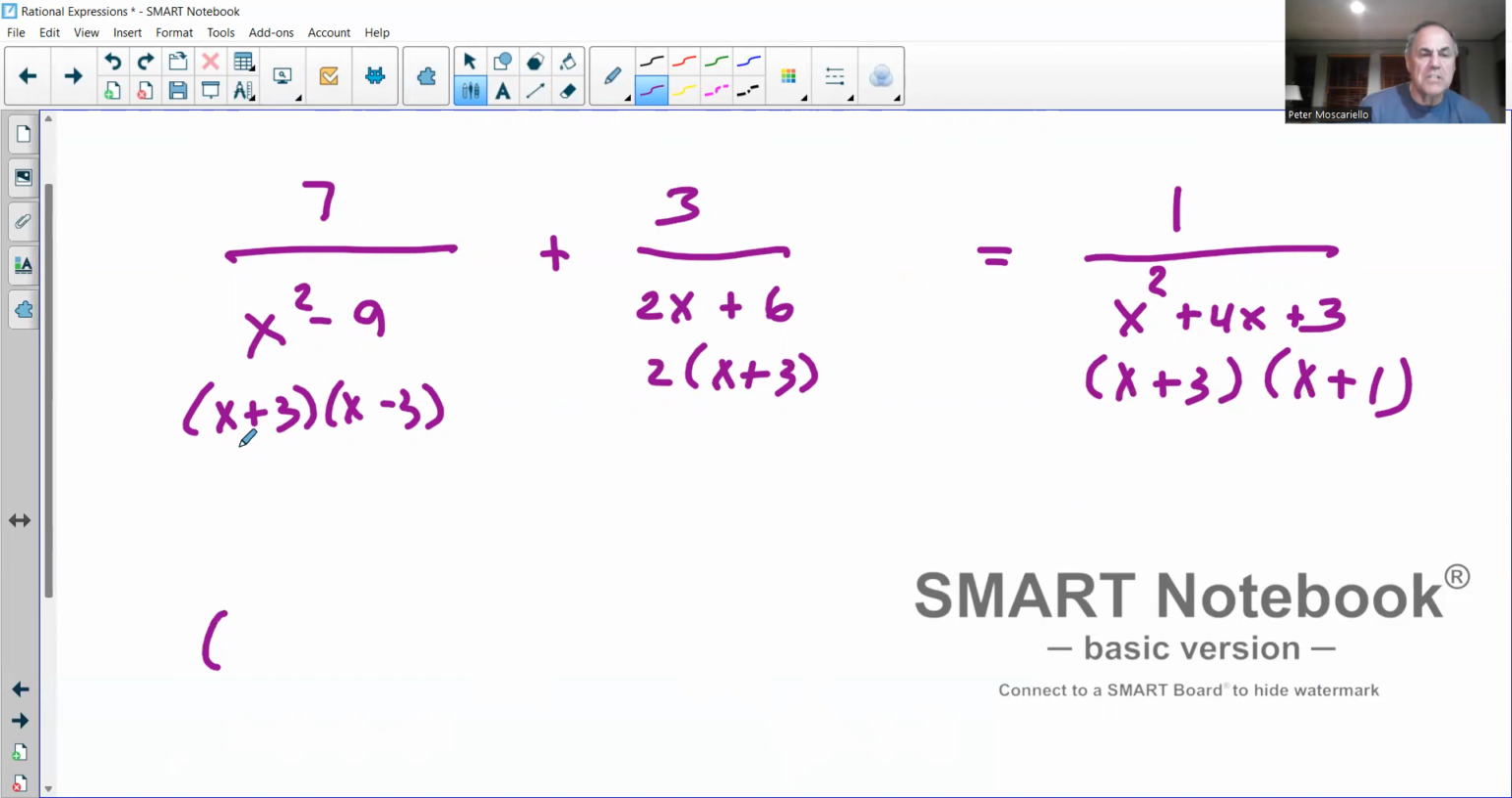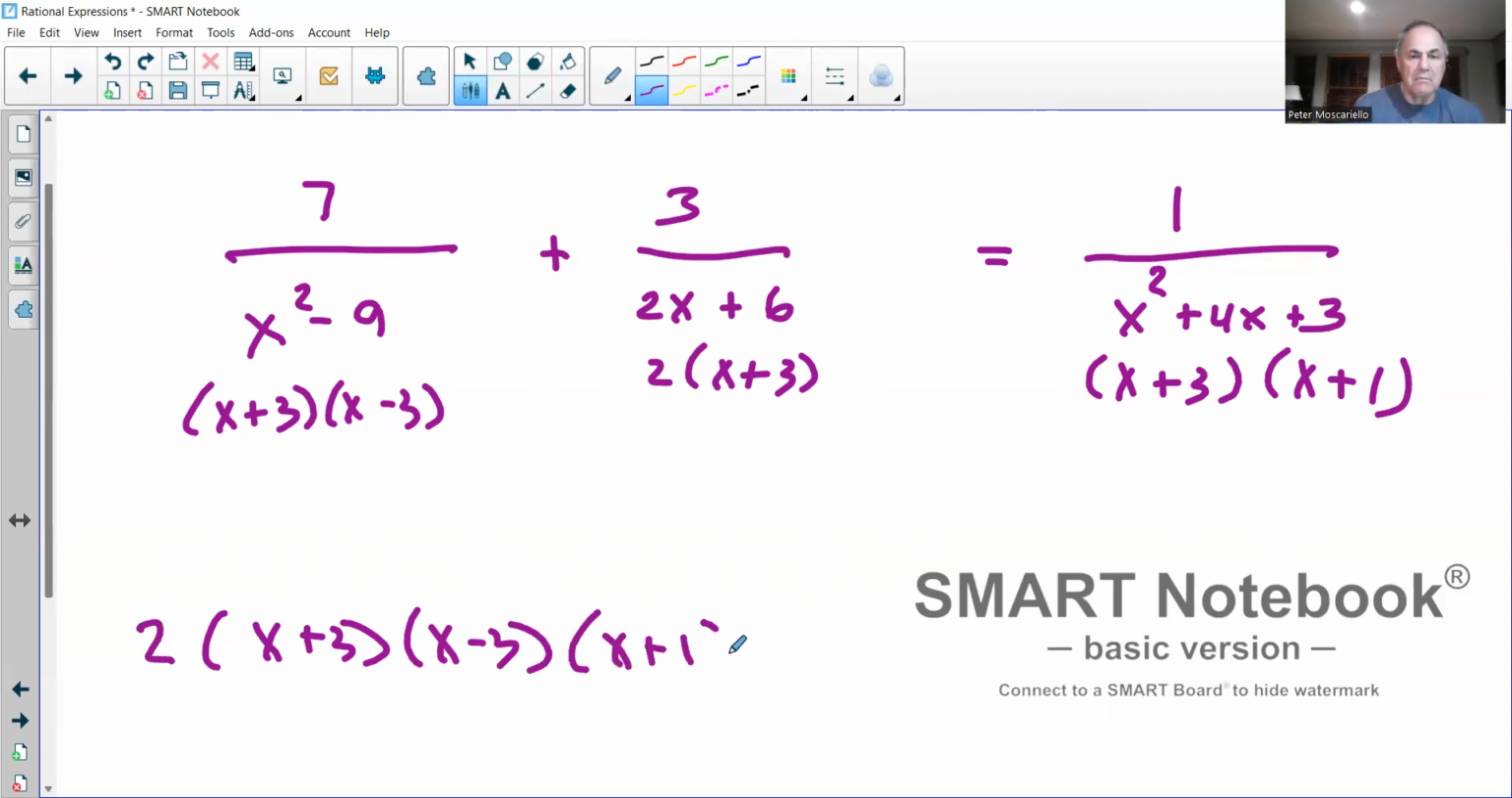What's the most x plus 3 appears in any single denominator? Once, once, once. So it's just 1. What's the most x minus 3 appears in the denominator? Once. We need a 2. And we need an x plus 1. Okay, big daddy LCD right there. You need an x plus 3, an x minus 3, a 2, and an x plus 1.